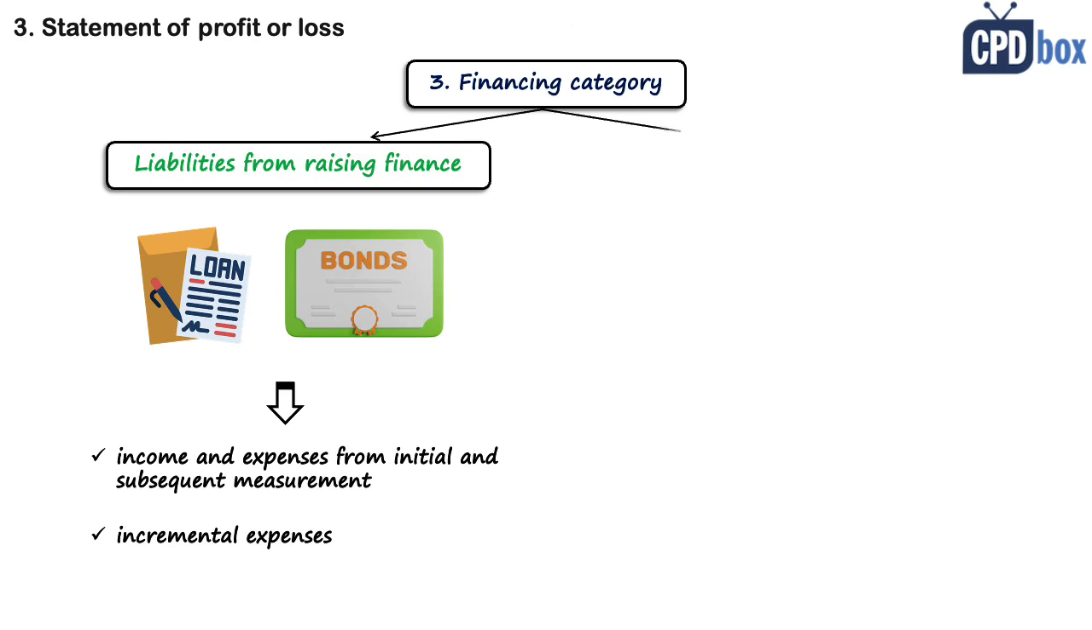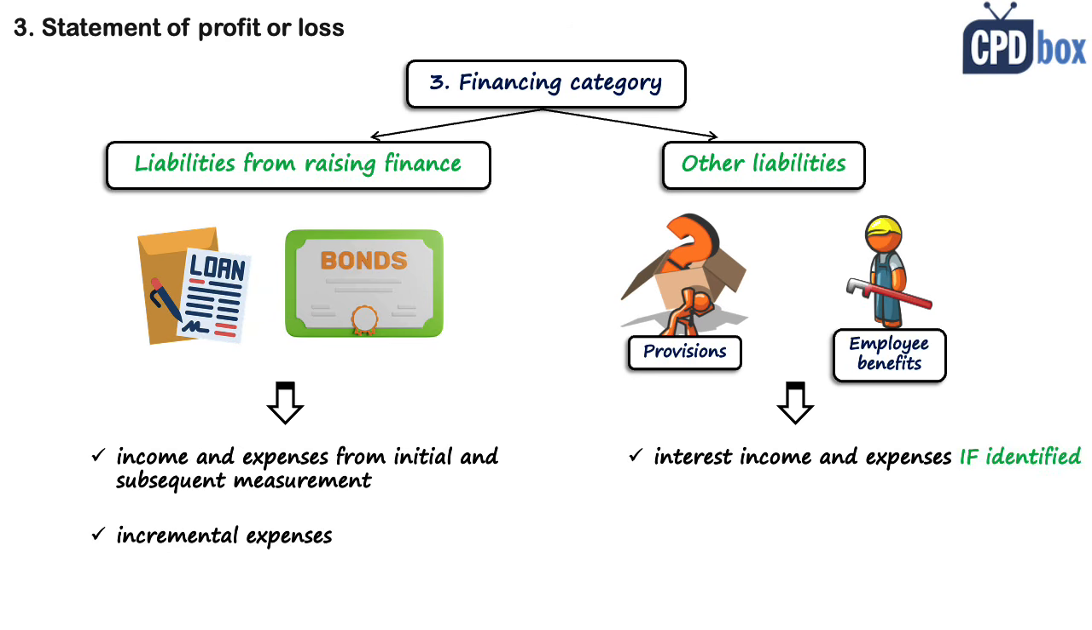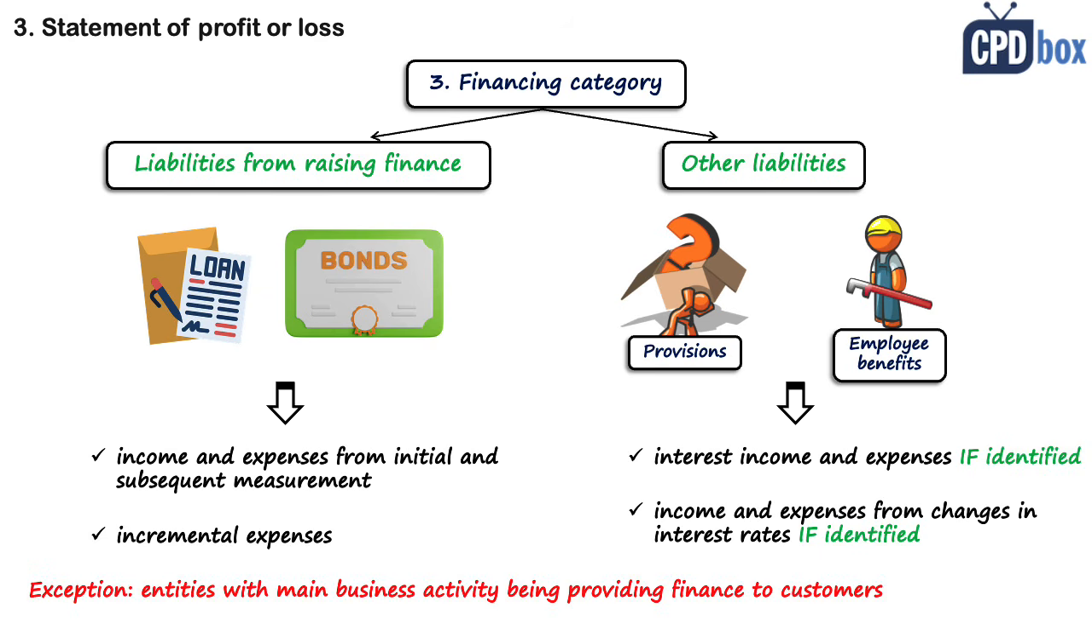The second type of liabilities are other liabilities not related to raising finance, for example, provisions or employee benefits. And here, interest income and expenses from changing the discount rate, if they are both separately identified by the entity, are presented here. The exception is the entity with main business activity of providing finance, like banks. So here, those items from raising finance go in the operating category.